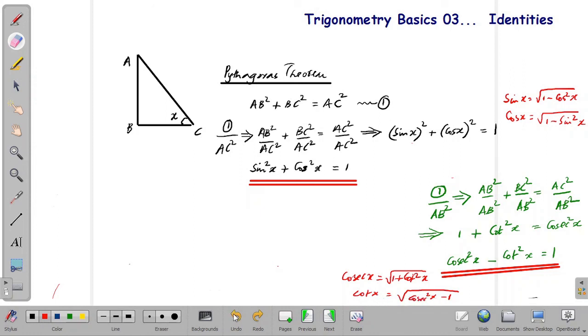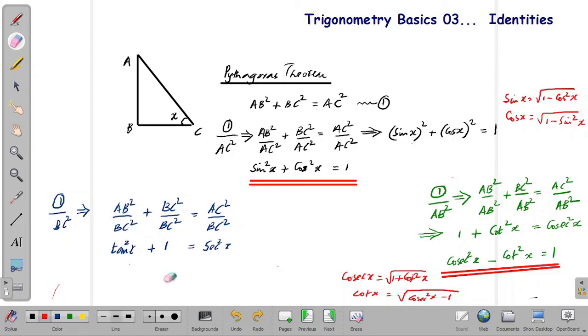Now we divide equation number 1 by BC square. What we get? We get AB square by BC square plus BC square by BC square is equal to AC square by BC square. Both sides we divide, no? What is this? AB by BC is tan x. This is tan square x plus 1 is equal to sec square x. Finally, we get the result sec square x minus tan square x equal to 1. It is important to remember.